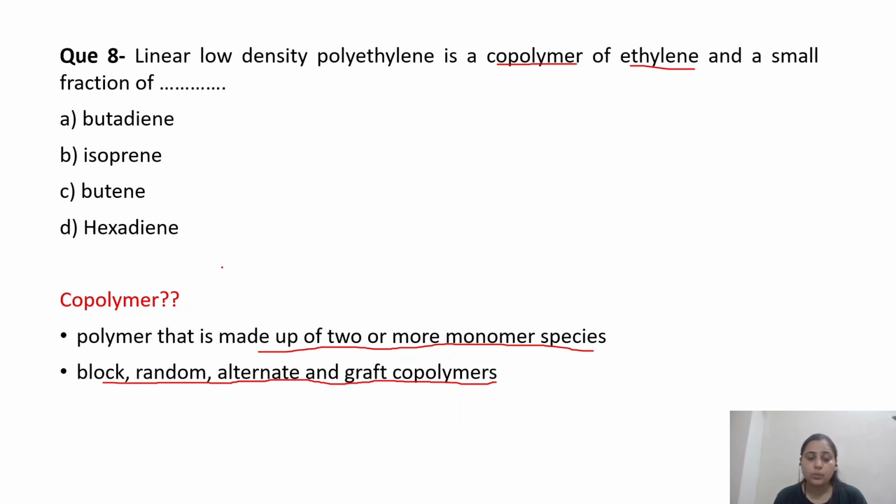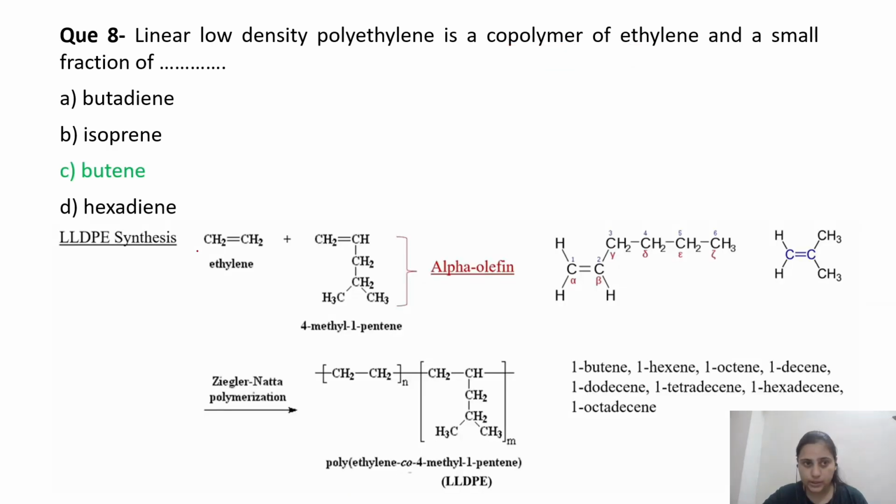notes. Now let's come back to the question: LLDPE is a copolymer of ethylene and which option, out of these four, do you think should be correct? So the answer is butene. Why butene? Why not the others? Let's just see.